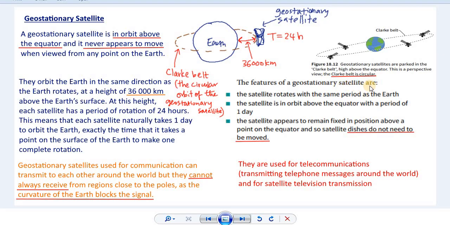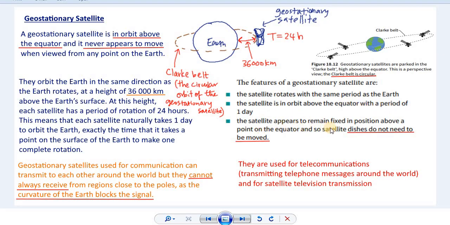The features of a geostationary satellite. So quickly we can see what we learned here. The satellite rotates with the same period as the earth. The satellite is in orbit above the equator. So here again, very important, the satellite is in orbit above the equator. So these are all above the equator, parked in the clock belt. And we have a period of 1 day or 24 hours.